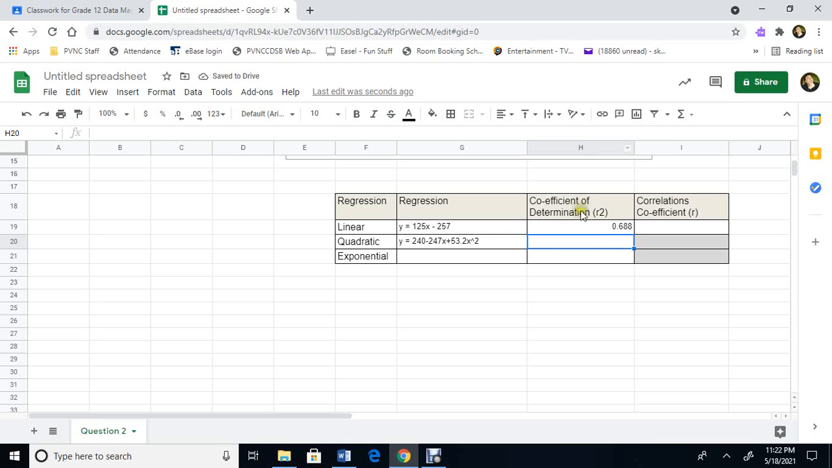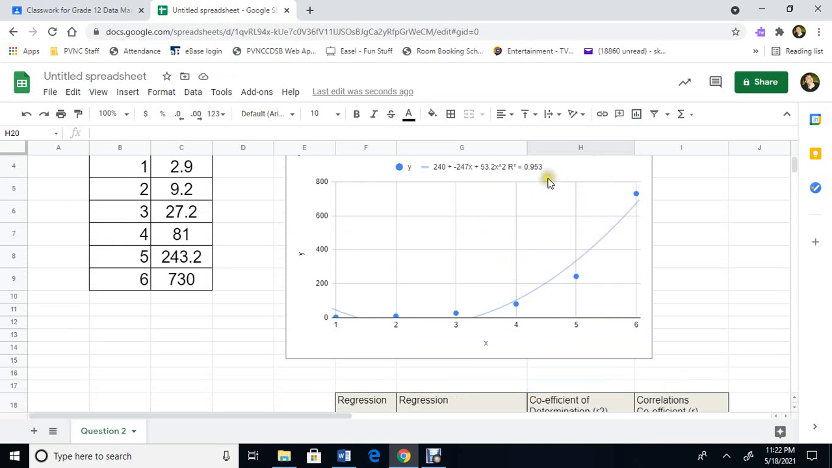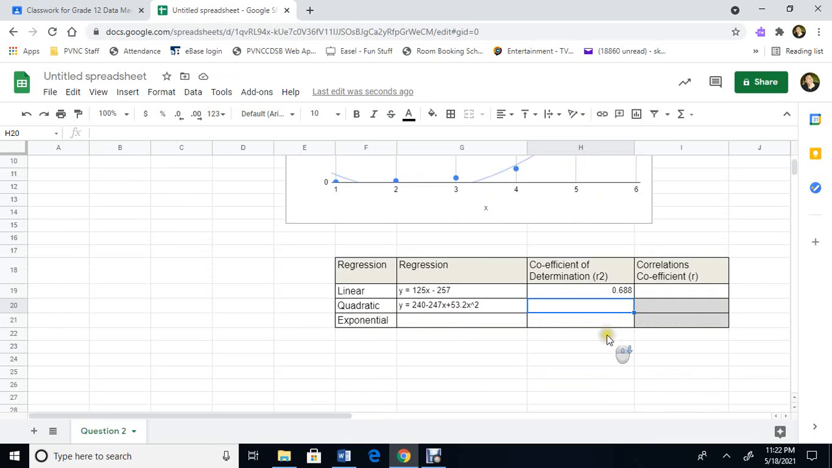Now this is a better coefficient of determination. It's a little bit better. It's 0.953. So we're getting better.